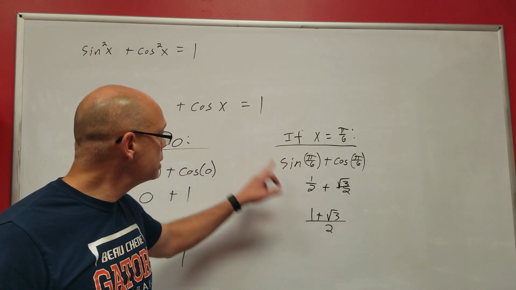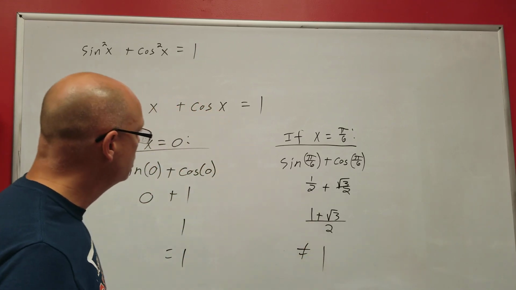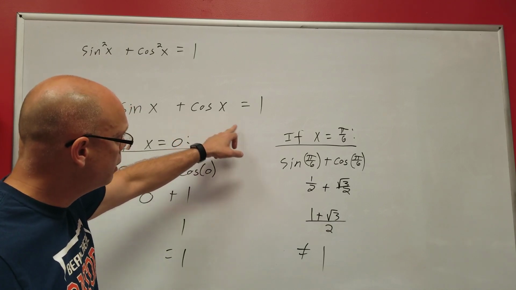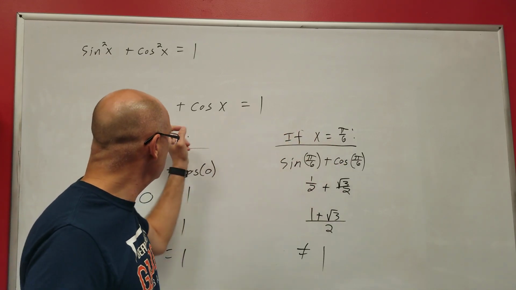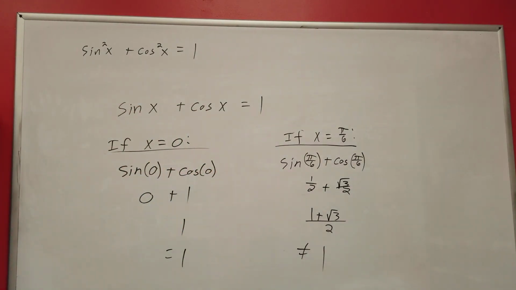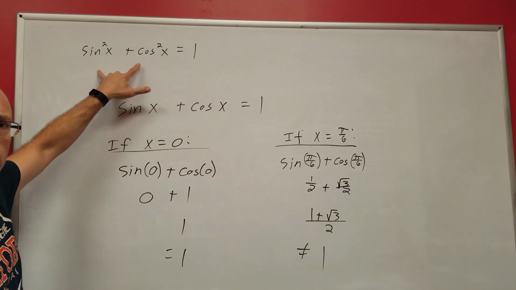This definitely is not equal to 1, right? That definitely is not equal to 1, is it? So you would say, no, it's not an identity here, because why? I could find a value of x I sub in here that makes it not a true statement.